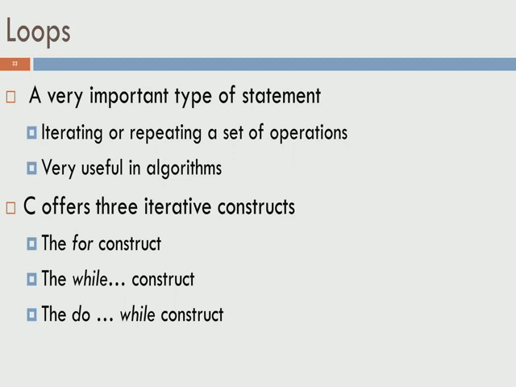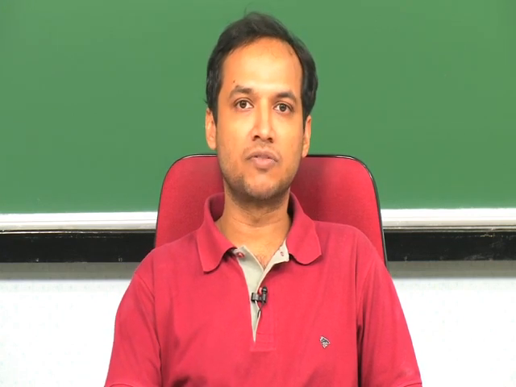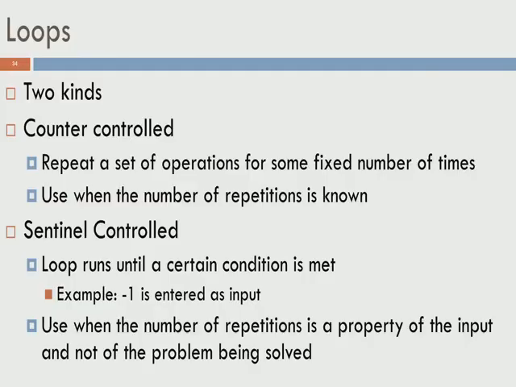C offers 3 different kinds of repetitive statements, namely the for statement, the while statement and the do while statement. We will see each one of them and see motivating examples for each. In any loop construct, no matter what language you pick, there are 2 different kinds of loops you can run. You can either have them counter controlled or sentinel controlled. In counter control, you have a set of operations and you want to repeat them a certain number of times, and this number is already known to you, whereas in sentinel controlled you keep looping until a certain condition is met.